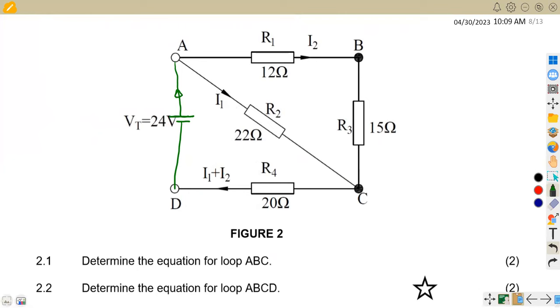So we are now given to determine the equation of loop ABC. This is A to B to C. According to A, B, C, we are going to apply this at 0. But I want you to check how this was actually given. It was not given as A, B, C. It was given as A, D, C. That was the actual part that was supposed to be asked. This was supposed to be A, D, C.